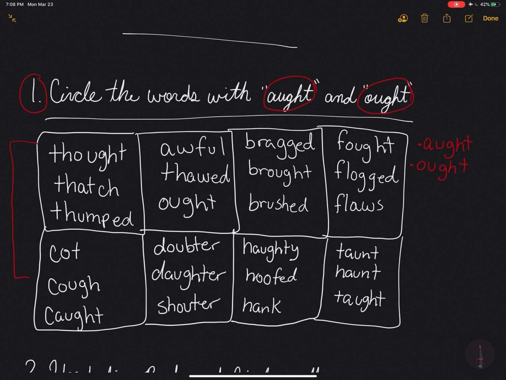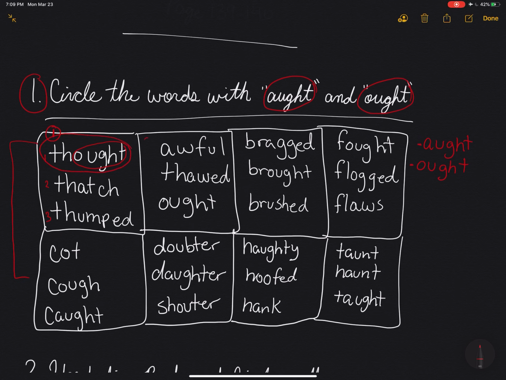In each of the boxes, it's going to have three different words, as we see here. 1, 2, 3. In each box, there is one word with either the O-U-G-H-T or the A-U-G-H-T. Both say ought. So, I'm not going to give you all of the answers. We are going to go through 4 of them. We're going to go over this first box right here. We have the words thought, thatch, and thumped. So already, just by saying them out loud, we see which word has the O-U-G-H-T. You are to circle the entire word.